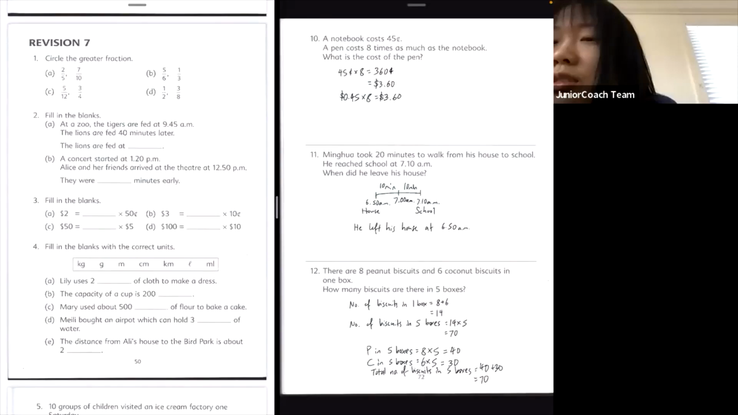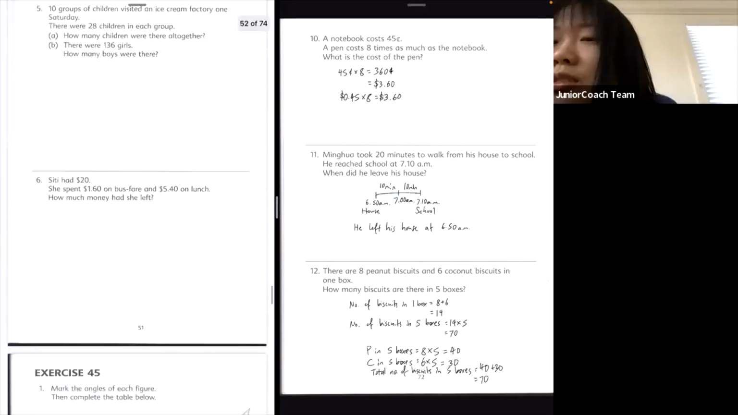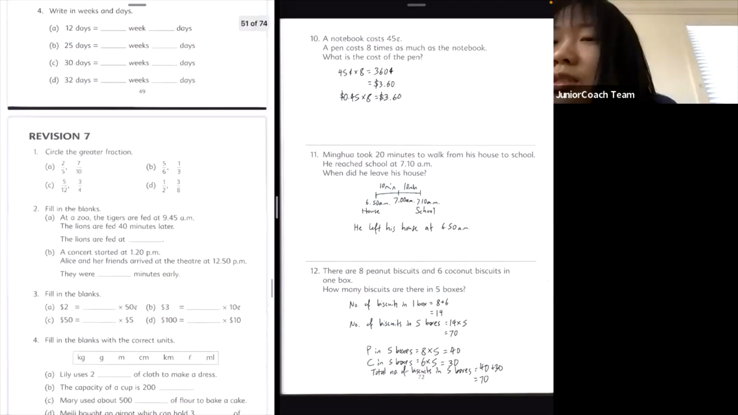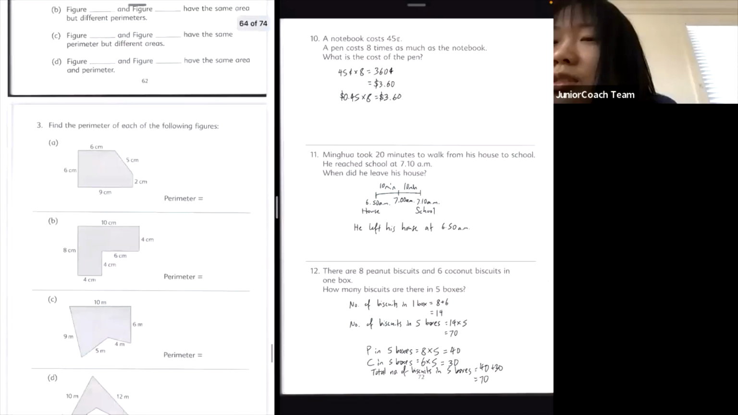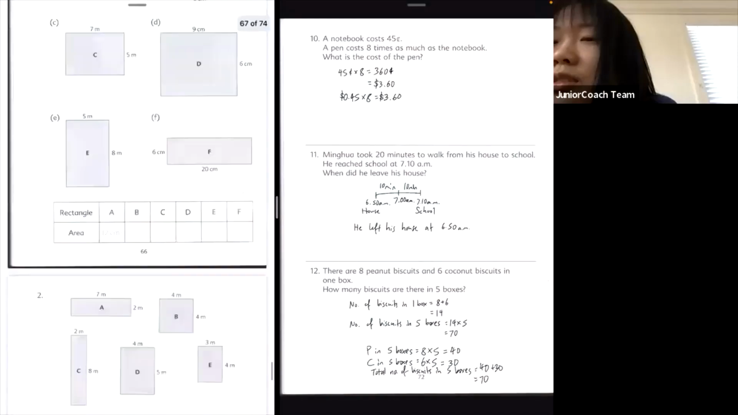I'm going to leave about 4 to 5 minutes for each page because I think these questions should be pretty simple. 4 to 5 minutes for each page, and if you need more time, you can let me know. But yeah, I'm going to let you guys finish revision 7 and revision 8, which is somewhere down there.